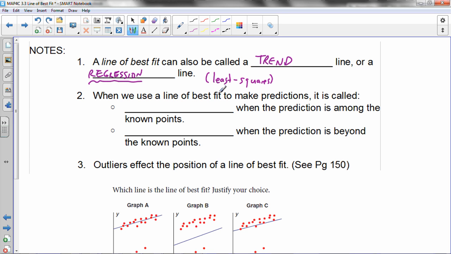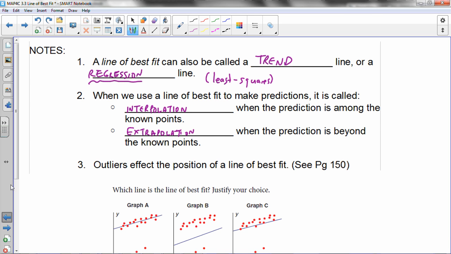When we use a line of best fit to make predictions, it's called interpolation when the prediction is among the known points. It's called extrapolation when the prediction is beyond the known points.